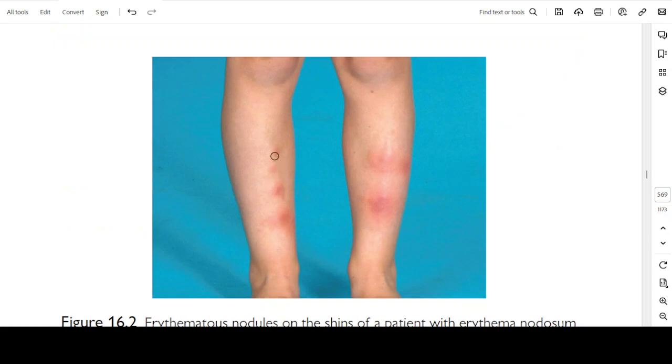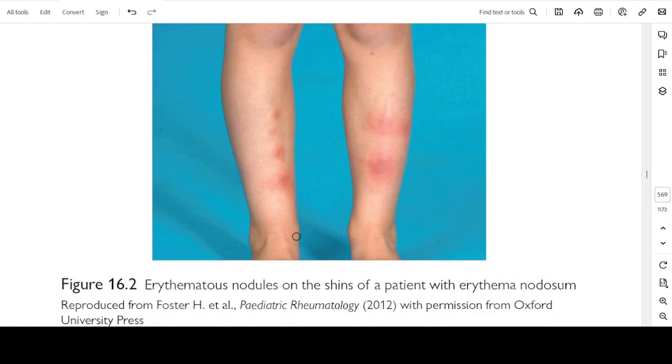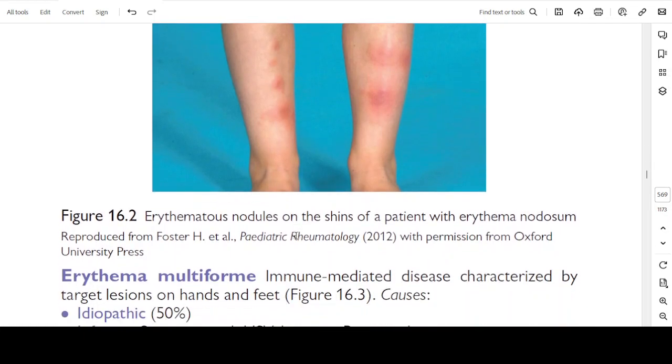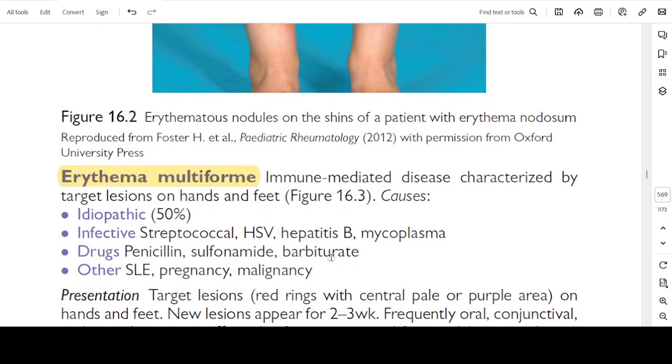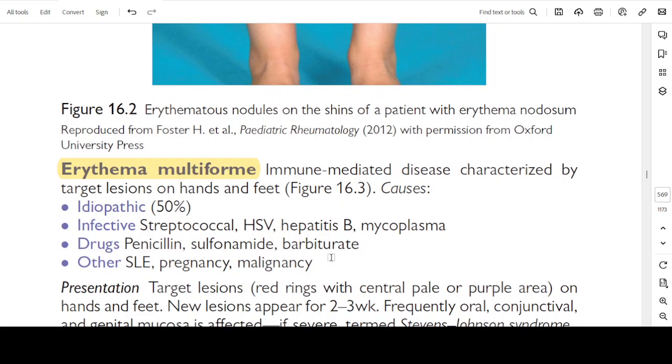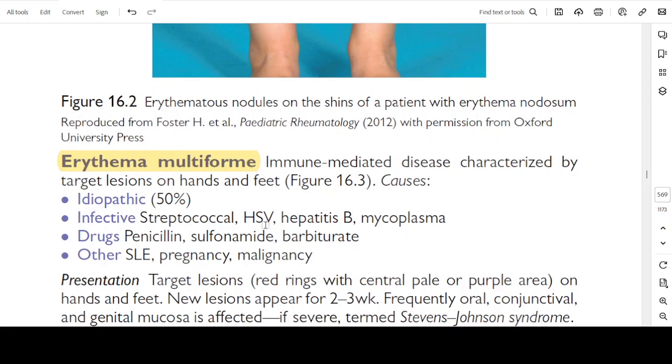So these are tender erythematous nodules on the extensor surfaces, and mostly they are bilateral, seen in patients with erythema nodosum. Erythema multiforme. Immune mediated disease characterized by target lesions on the hands and feet. The causes are idiopathic in 50% of the cases, infective causes, streptococcal cause, HSV, herpes simplex virus, most common cause of erythema multiforme. Hepatitis B and mycoplasma.